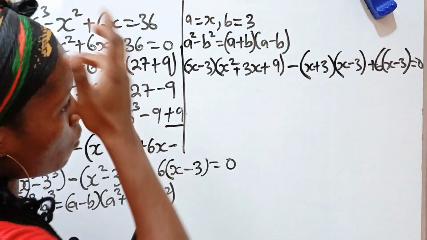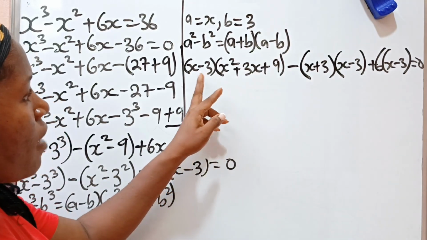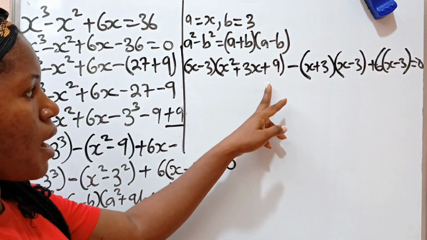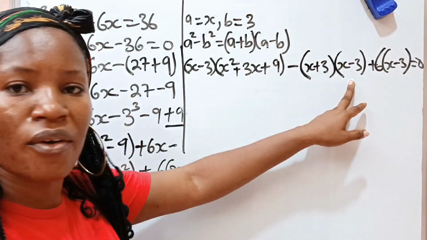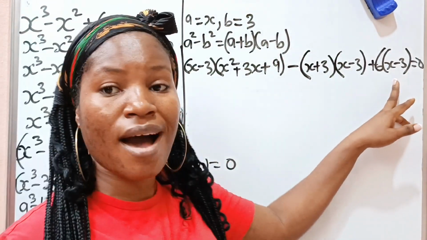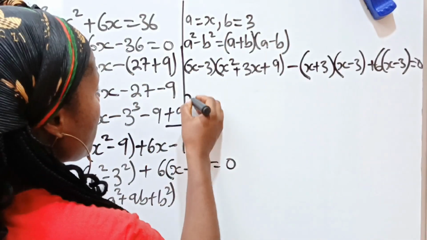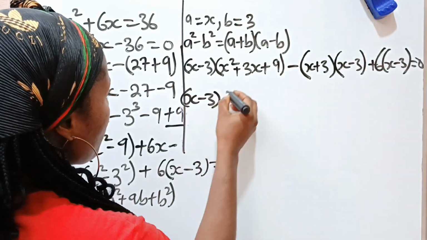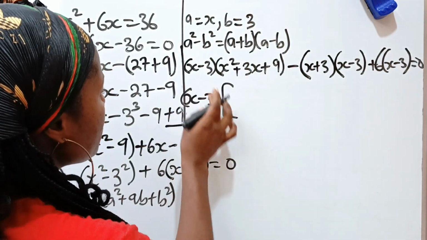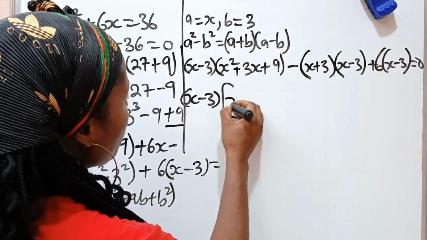Now when you look closely, you see that we have x minus 3 in this term, we also have x minus 3 in this term, and we also have x minus 3 in this term. Now let's factorize it out. If we bring out x minus 3, we open our brackets. When the whole of this is divided by this, this will remain.